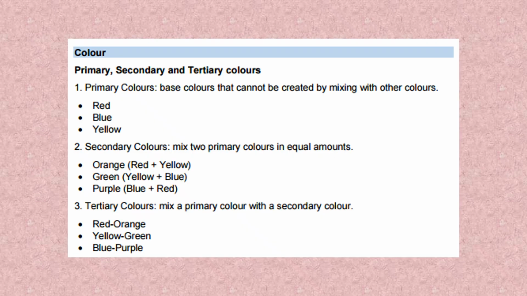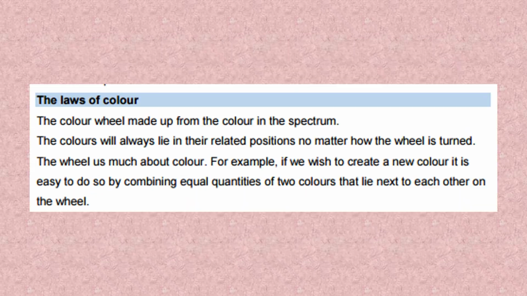Then color, primary, secondary, and tertiary colors. Primary colors are base colors that cannot be created by mixing with other colors. Secondary colors are when you mix two primary colors in equal amounts, and tertiary colors is when you mix a primary color with a secondary color.